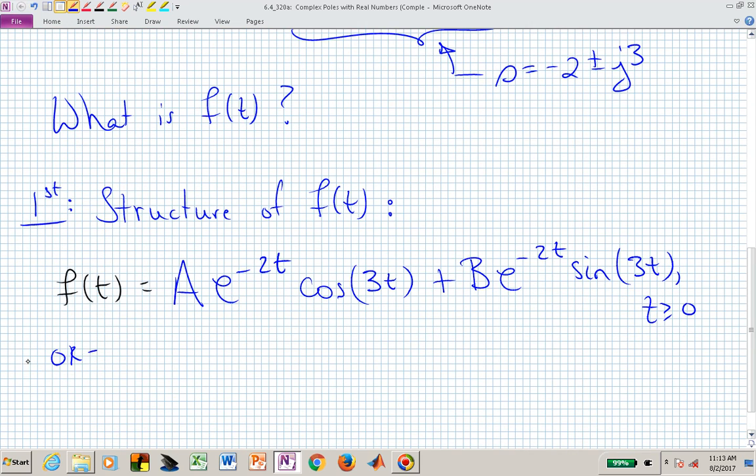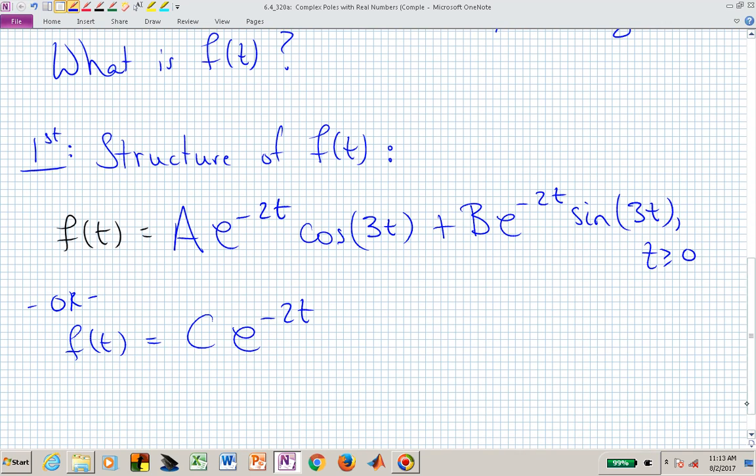Or we could write this as some magnitude c scaling an exponential e to the minus 2t. That's the same in both the cosine and the sine. But now we could say, well, that a cosine plus b sine is equivalent to, or can be shown, which we will show at the end, that that's equal to this cosine of 3t plus theta for t greater than or equal to 0. And now this might be easier to sort of sketch mentally in your head.